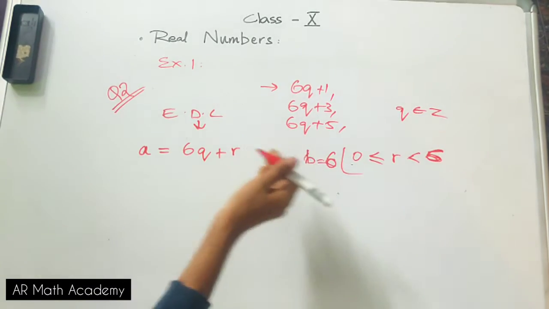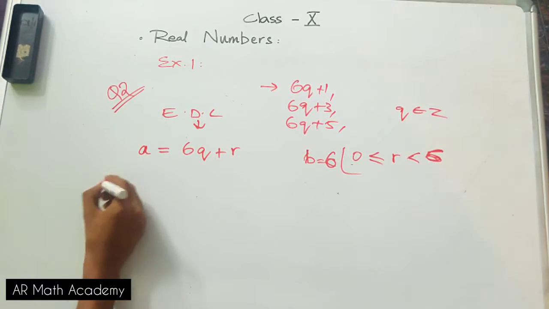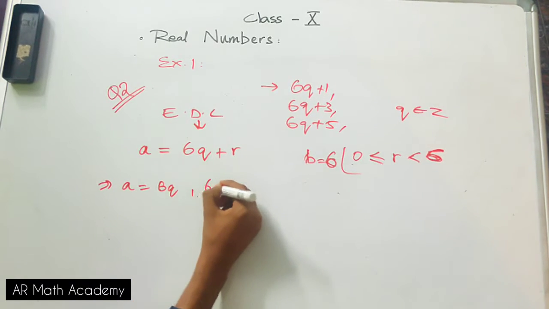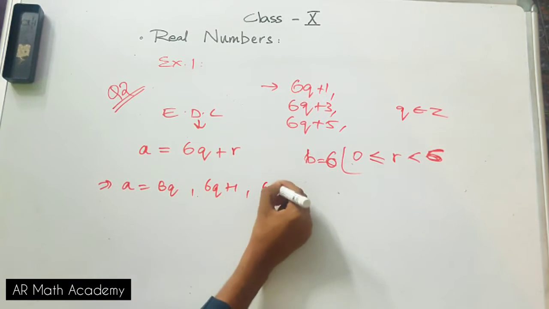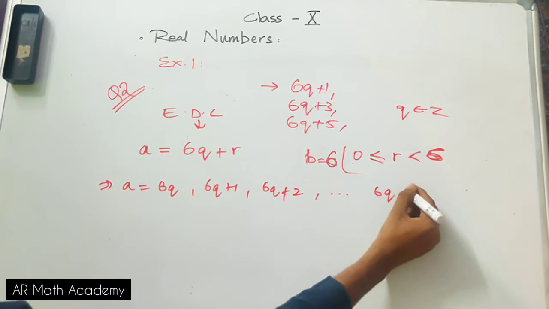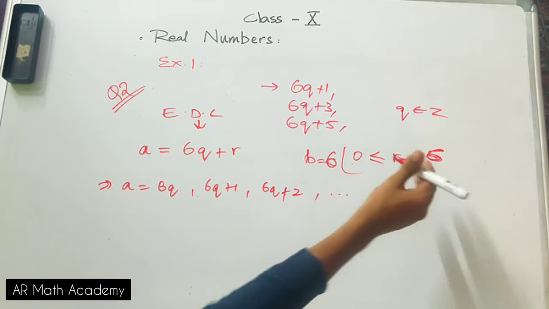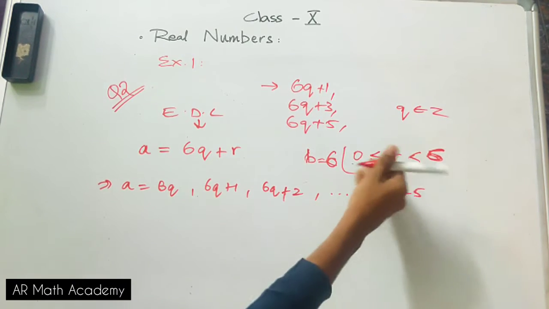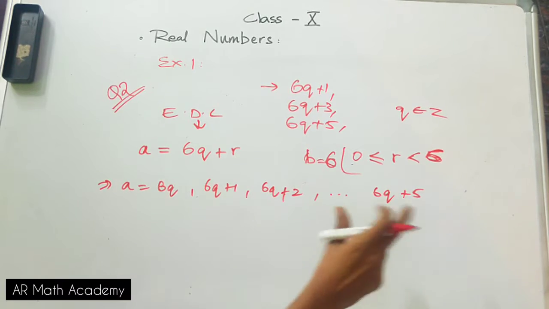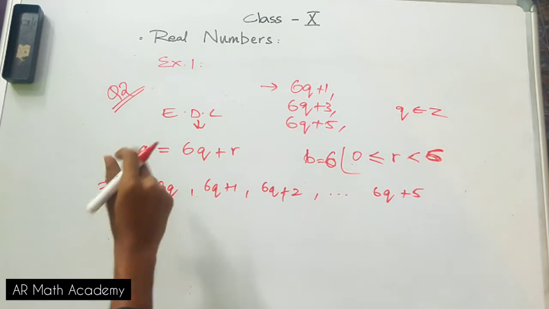So substituting the values of r from 0 to 5, we get the values of a as 6q plus 0, 6q plus 1, 6q plus 2, and so on till 6q plus 5. You can't get 6q plus 6. I told you, our remainder cannot be greater than or equal to the divisor. So 6q plus 5 is the last equation for a.